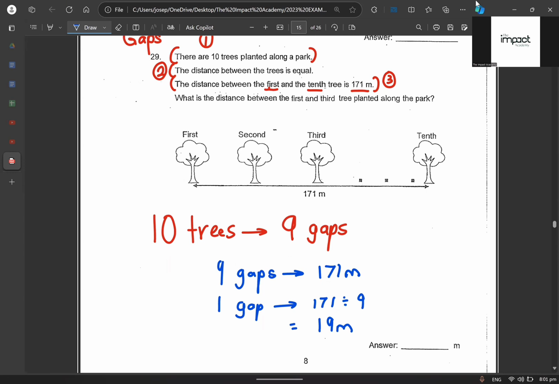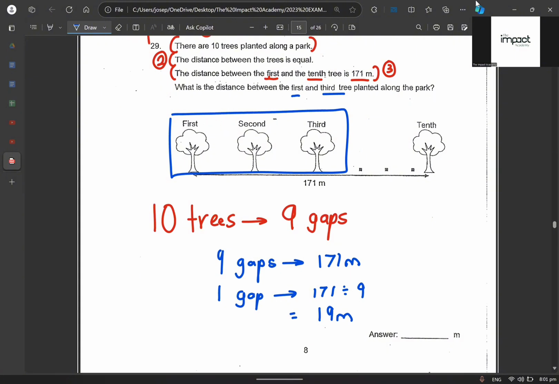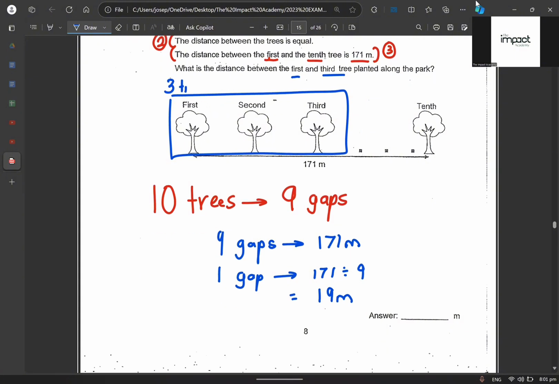We want to find the distance between the first and the second, and the first and the third, right? So from the first to the third, can I get James to tell me? From the first to the third. When it is first to the third, how many trees are there? Very good. So if there are three trees, very good. You understand?